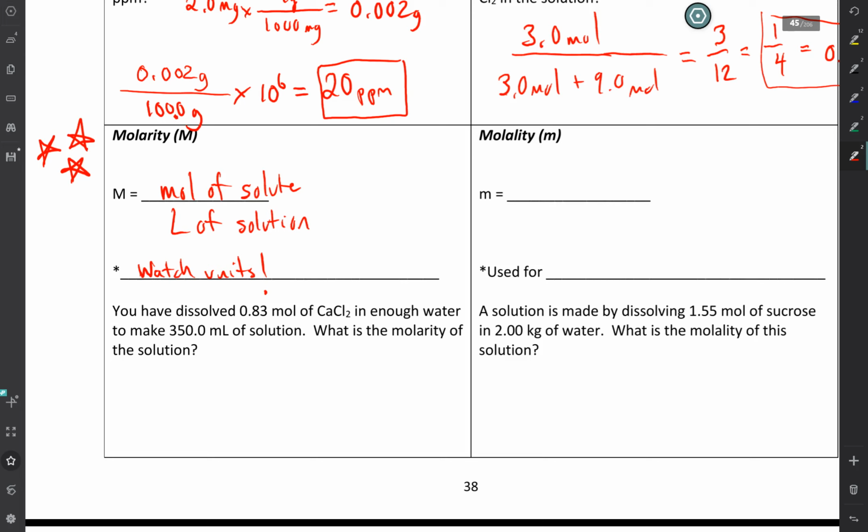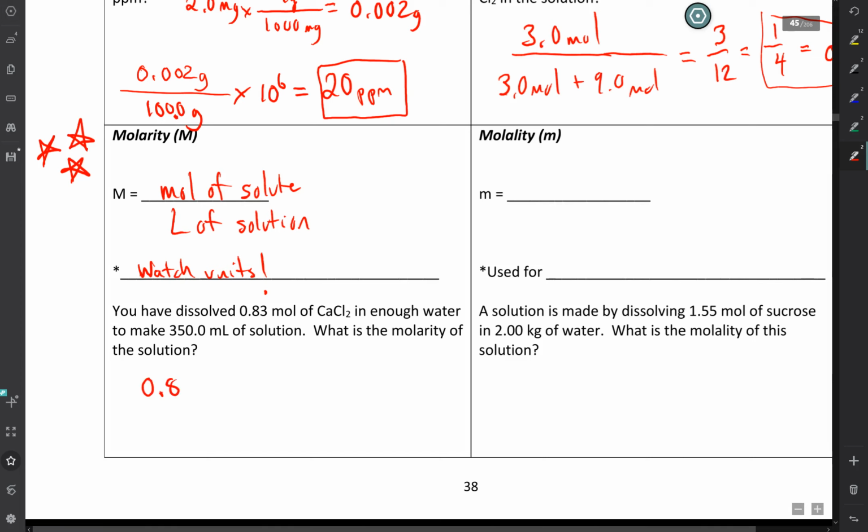So if we take a look at the question, you have dissolved 0.83 moles of calcium chloride in enough water to make 350 milliliters of solution. What is the molarity of the solution? All right, so this one's probably a time where it's just easier to go ahead and use the formula. Actually, it doesn't really matter. It's always moles of solute, in this case 0.83 moles, divided by liters of solution.